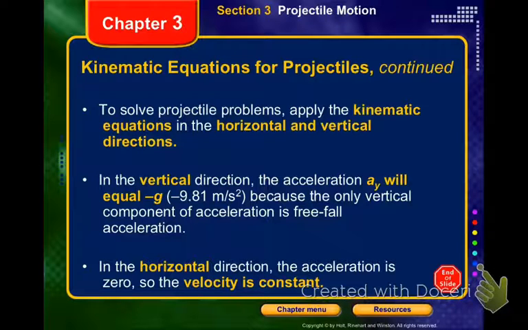Well, it's acceleration due to gravity. So if this is the way you're going to see us write it, they say a sub y. We're going to call it a sub g, and that's acceleration due to gravity. And in some books, they'll call it just lowercase g, which is still acceleration due to gravity.